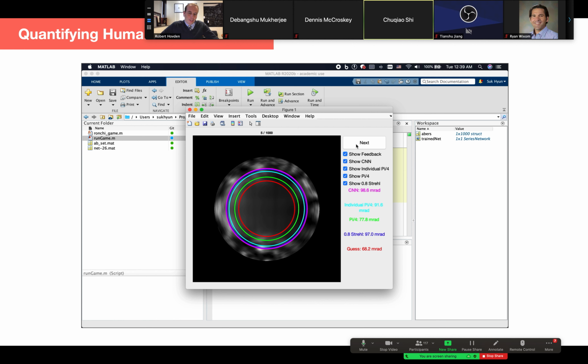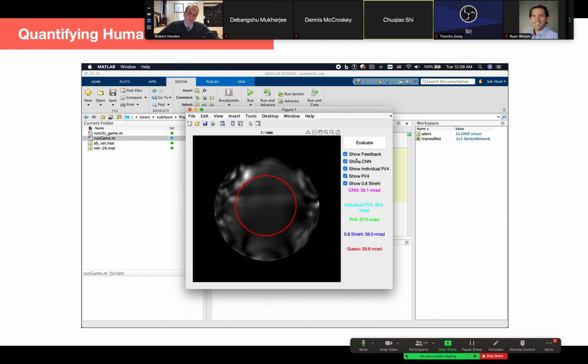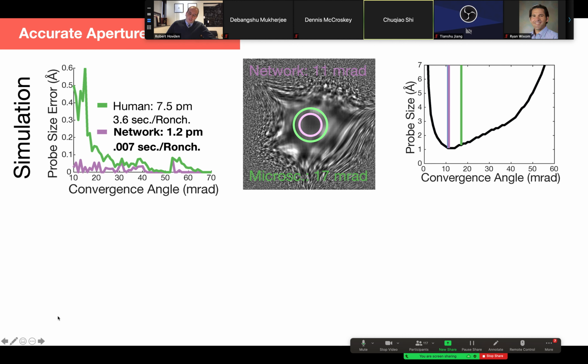So if you want to get better at evaluating Ronchigrams, after you make your best guess, you can show what the neural net thought. You can also show what these pi over four heuristics or Strehl ratio heuristics predict. And so you can shift your bias. If there's a systematic bias that you have in selecting Ronchigrams, you can train yourself to be more optimal. Nonetheless, if you do this thousands of times, what we still find, even with training, is that the humans can't outperform the neural nets.